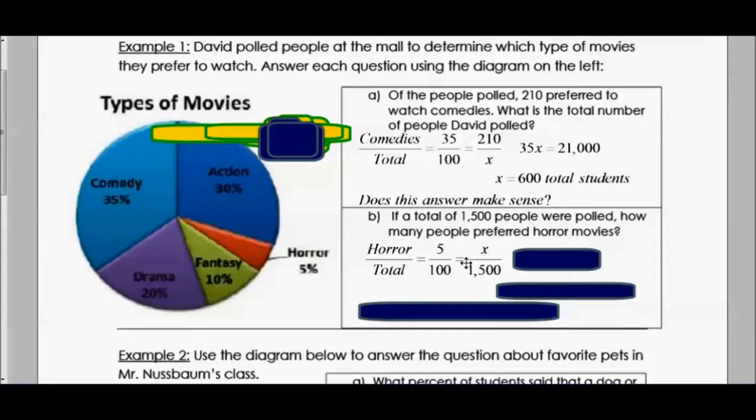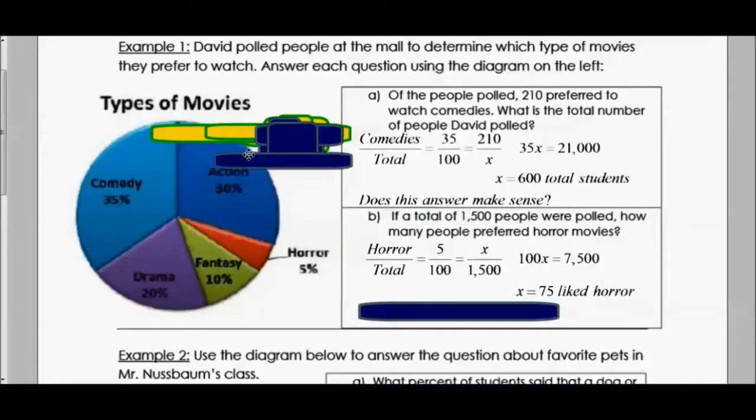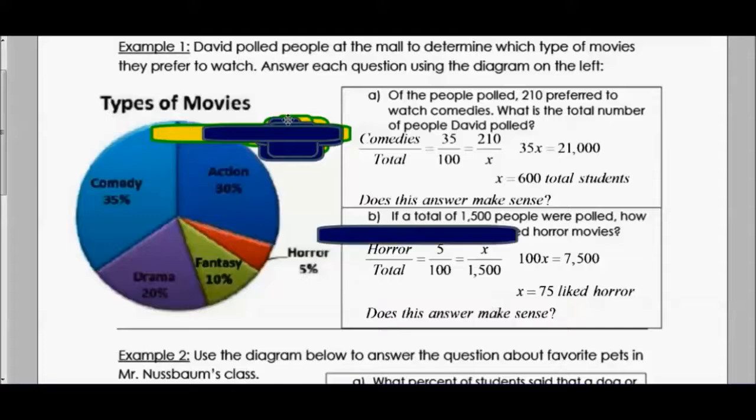We cross multiply here. 5 times 1,500 is 7,500. And 100 times x is 100x. We divide by this 100 as our last step. And we find out that 75 people liked horror. Again, just to check to make sure that answer makes sense. 75 out of this fairly big number, that makes sense as 5%. You could also divide it and you get 0.05.